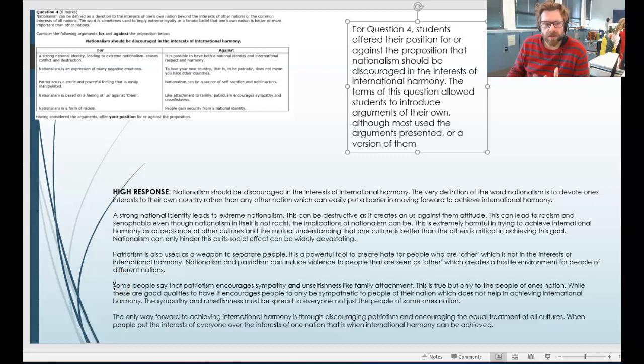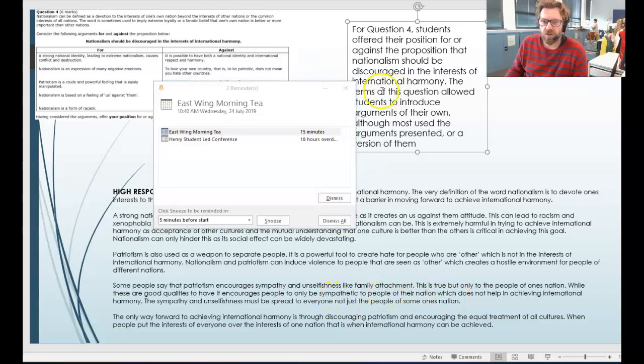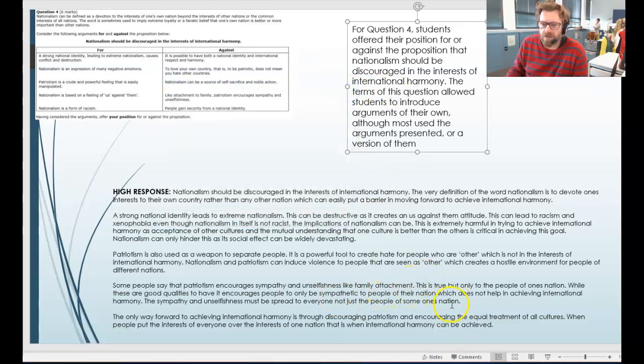They're actually putting forward a counter-argument against their own position, but now they're going to reject the strength of that opposing position. Okay. While these are good qualities to have, it encourages people to only be sympathetic to people of their own nation, which does not help achieving international harmony. So sympathy and unselfishness must be spread to everyone, not just the people of one's own nation.